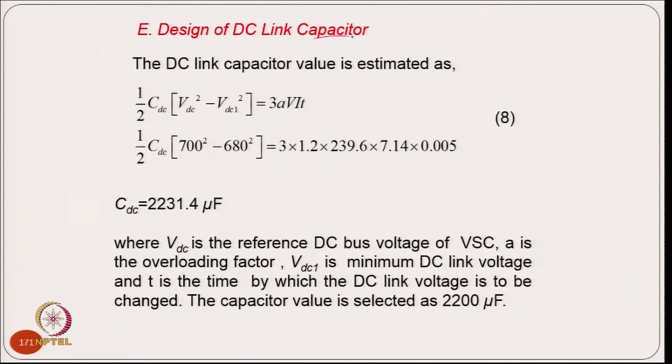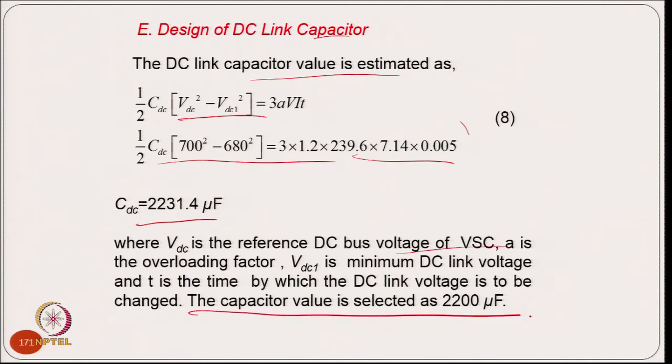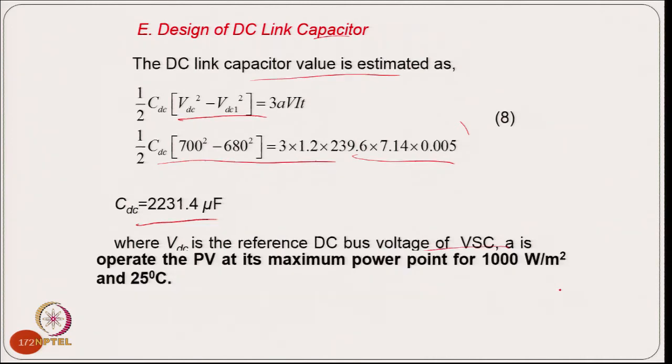So, coming to the selection of the DC link capacitor. The DC link capacitor is calculated from the energy balance equation. We allow the voltage to go down from 700 to 680, and we have to recover in 5 milliseconds. So, the capacitor comes to 2231.5 microfarad, and we select the next capacitor value of 2200 microfarad.